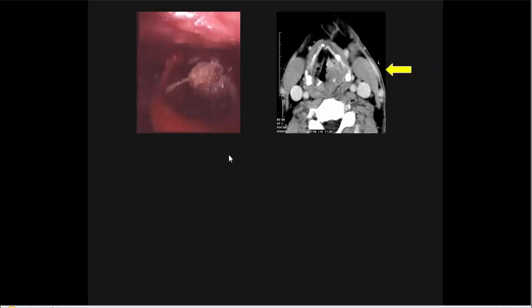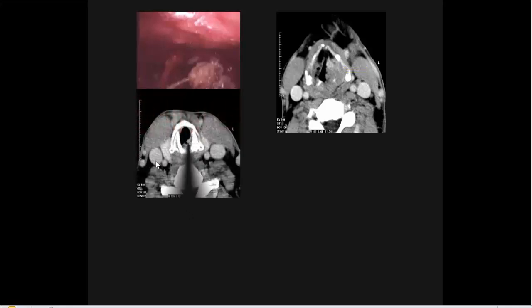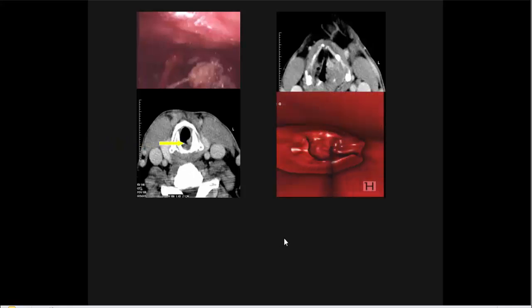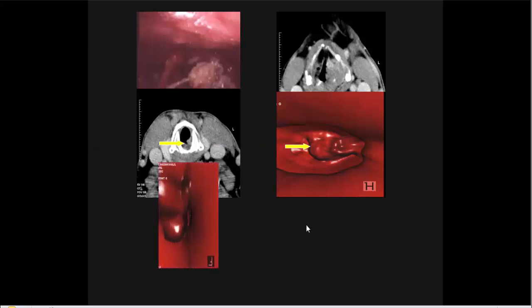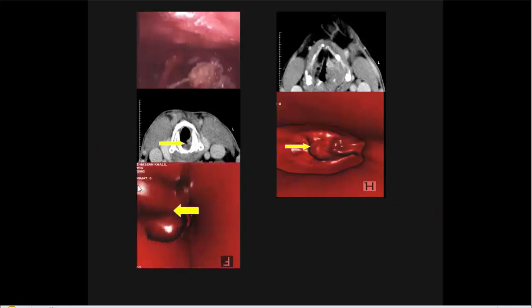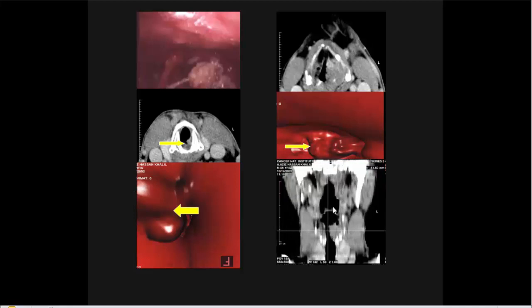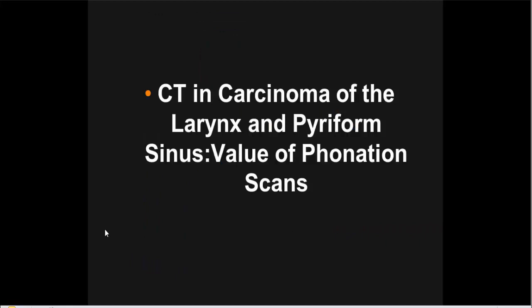This is optic endoscopy: destruction of the thyroid cartilage, invasion posterior to the arytenoids, and we see it in axial CT. Down here we see the cricoid cartilage, and there may be subglottic extension. This is the area of left vocal cord carcinoma present on virtual laryngoscopy, and we also see its extension on this coronal image, and this is virtual CT laryngoscopy. CT of carcinoma of the larynx and the piriform sinus.